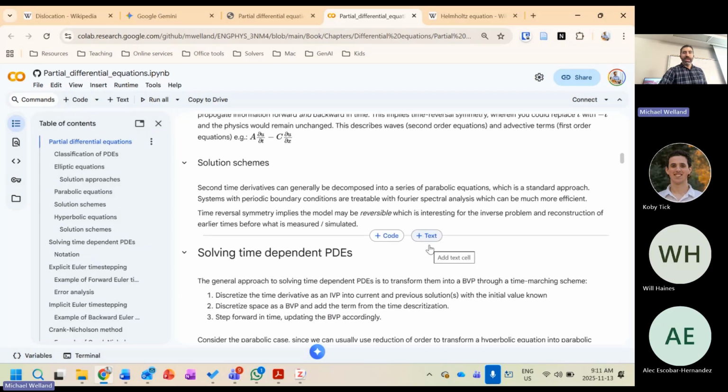Solution schemes. For hyperbolic equations, one go-to way is to do the reduction of order. Because you have second order in time, you can create a new variable that is your velocity variable and solve for that as two parabolic equations. That's the standard go-to way.